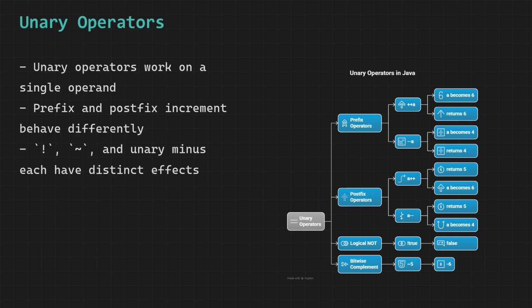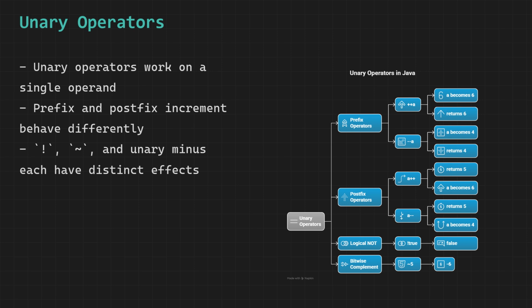The exclamation operator is logical NOT. It flips a Boolean value. Exclamation true gives false and exclamation false gives true. It is extensively used in conditions like if not logged in.